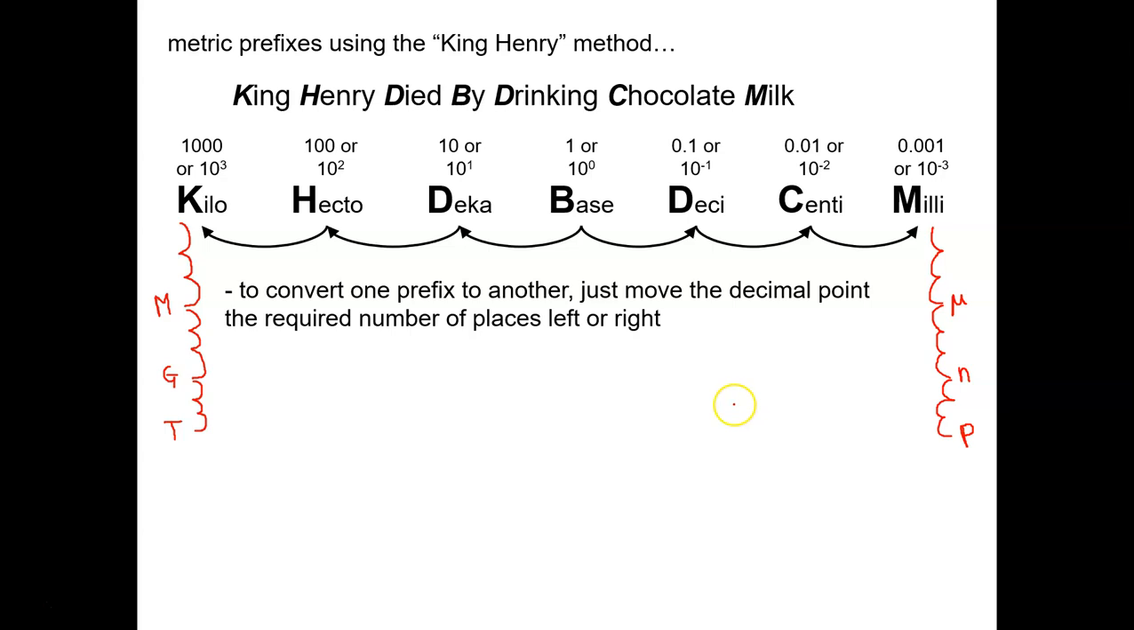All right? Okay, so what we should be able to do is go between any of these prefixes, all the way from tera all the way over to pico and back. We should be able to go through any of these places just by moving decimal points. So let's try some examples.